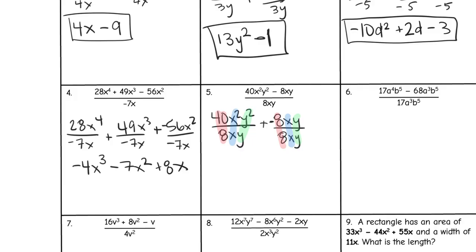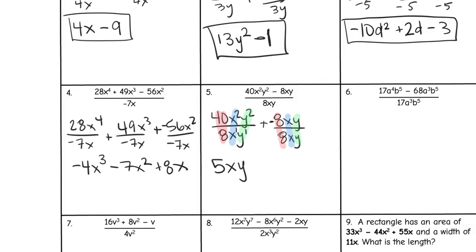So on the first one, 40 divided by 8, that's just 5. X squared divided by x, remember that's like having x to the 1. So 2 minus 1 will just be 1x. And y squared divided by y, that's 2 minus 1, that's just y to the 1. I don't have to write that y to the 1 because it doesn't actually change the value.